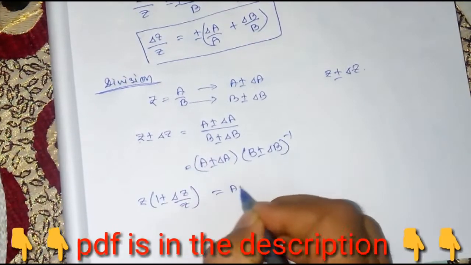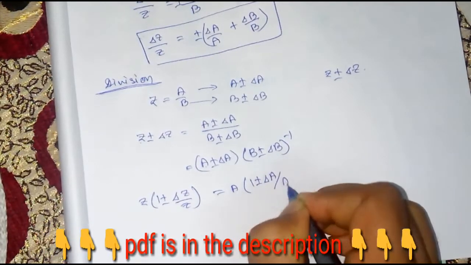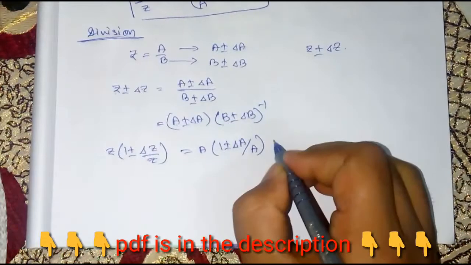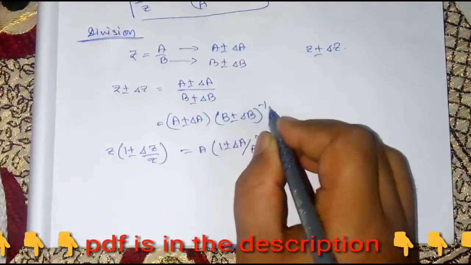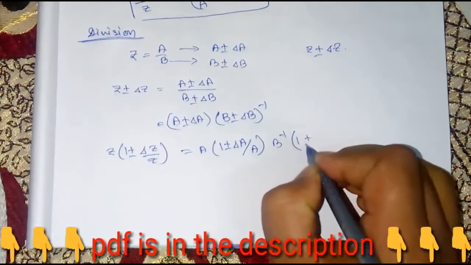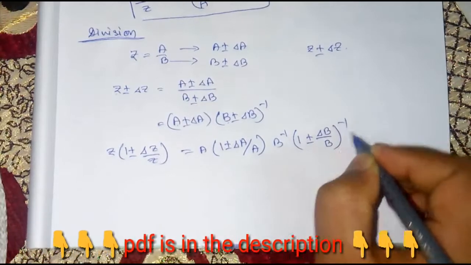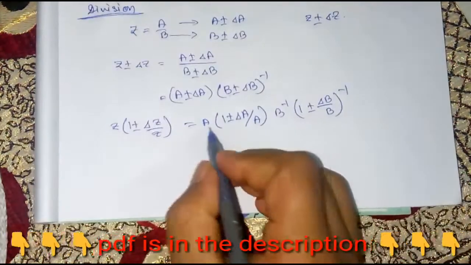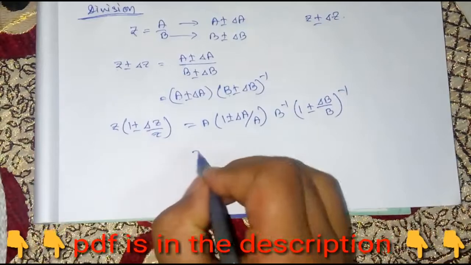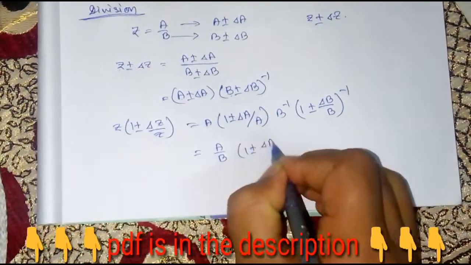Take a common a from this one. So it gives us, right, this one, and take a common b. So b will be with the inverse because the power is inverse. So if you take b, it has 1 and it has b by b inverse. Okay. Now see, this can be written as a by b, right? And 1 plus minus delta a by a.